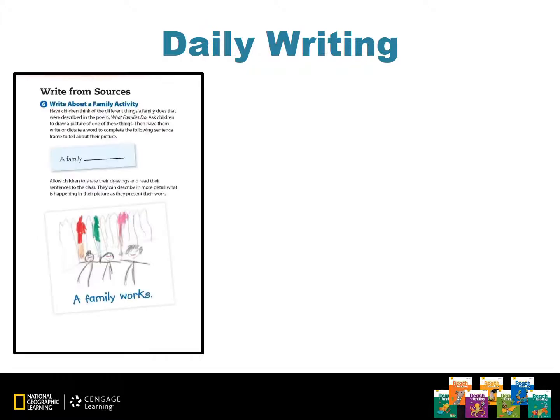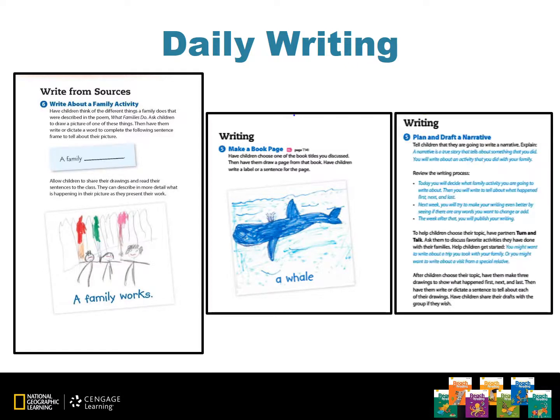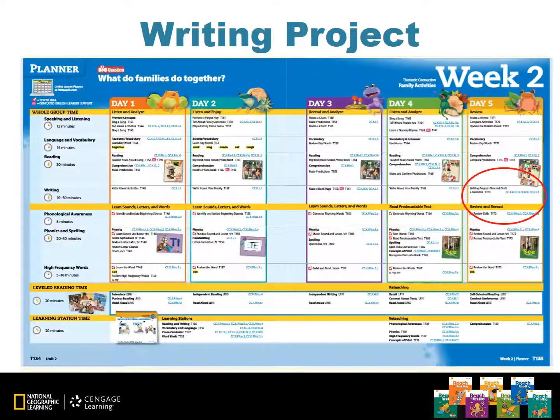On day 1, students are writing about a family member using a language frame in Unit 2. On day 3, students make a book page of one of the titles that were discussed in class. And on day 5 of that week in each unit, the writing project is introduced. This unit is specifically teaching a narrative writing project. Remember, the kindergarten writing project is introduced in the week 2, day 5 daily planner and continues on week 3 and 4 on day 5.